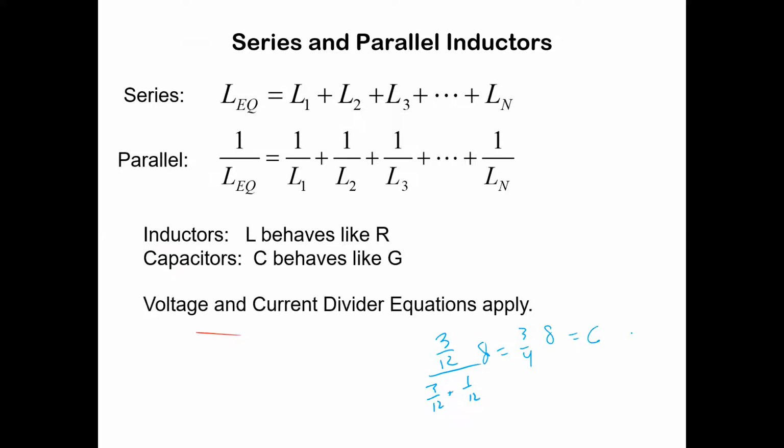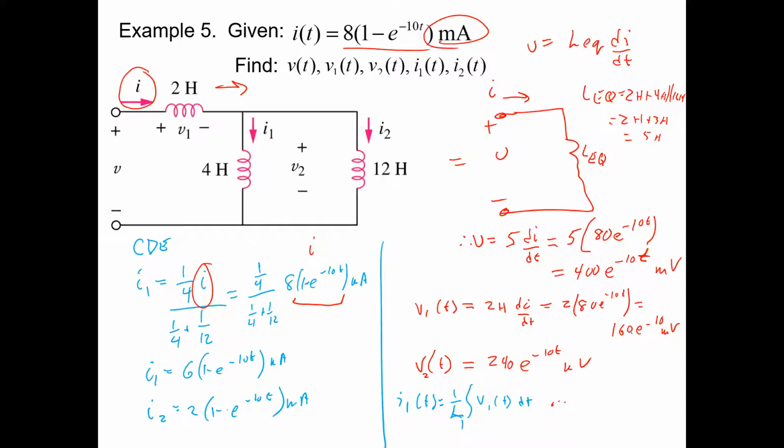And the other way to do that is, instead of writing 1/4 divided by 1/4 plus 1/12, you do the other inductor divided by the sum of the two. So you do 12 divided by the sum. When you just have two of them, it's sort of simpler to just say it's 12 over 12 plus 4.